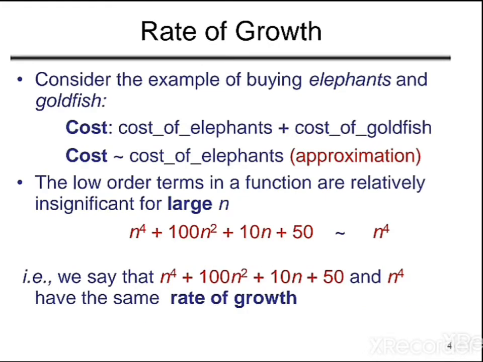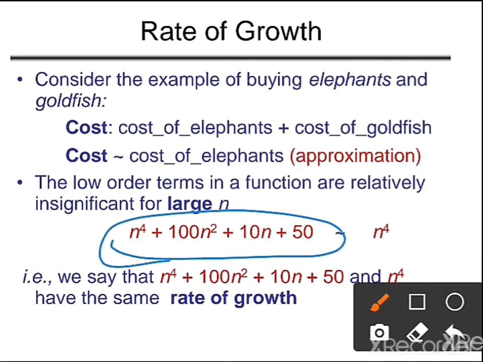Then what is the rate of growth? Consider the example of buying an elephant and a goldfish. The first one is cost of elephant plus cost of goldfish. So the cost is approximate. The cost of the elephant is an approximation. The lower order terms in a function are relatively insignificant for large n, for example n raised to 4 plus 100 n square plus 10n plus 50. So this is the total cost of an elephant.